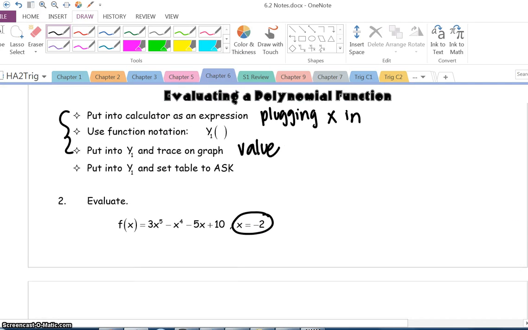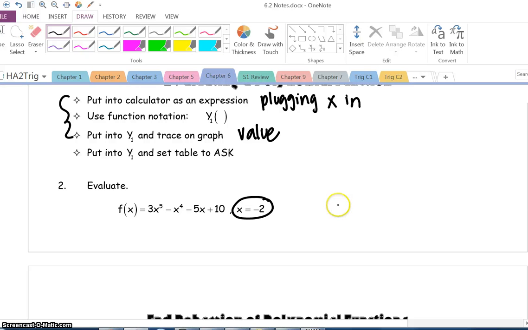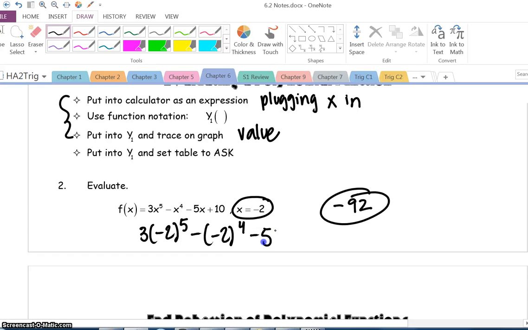Alright, so what you should have gotten was an answer of -92, and that is by simply plugging -2 in. Now, when you do this, be careful because there is a negative there, so make sure you have parentheses around it. Okay, so if you were able to type it in exactly like this, you should get a -92 for any of these methods as well.